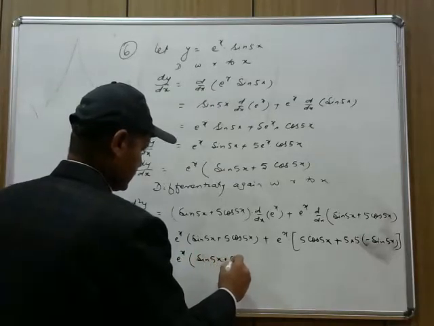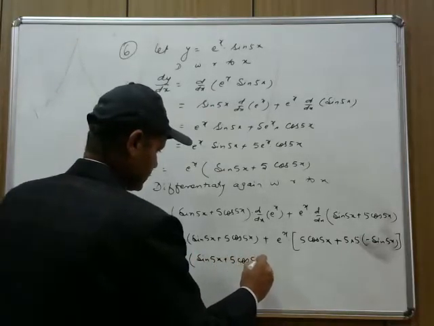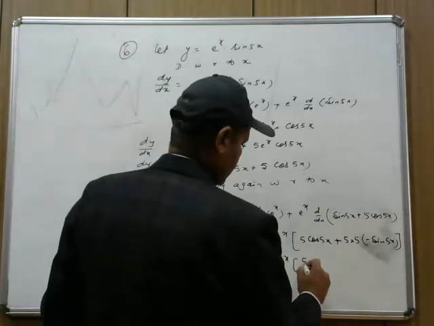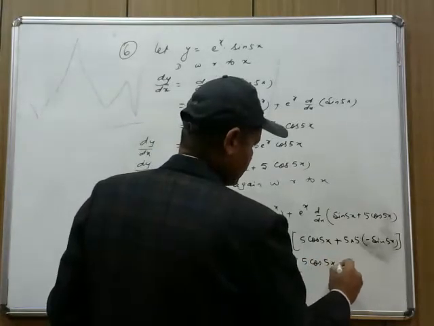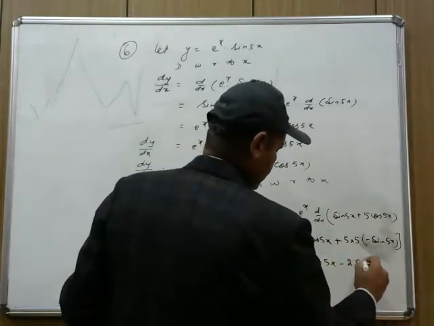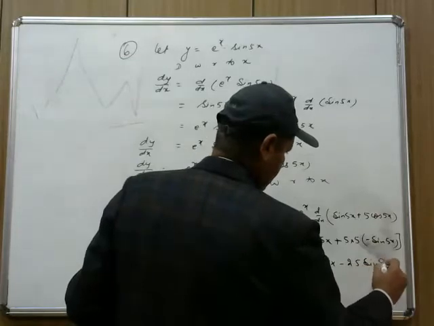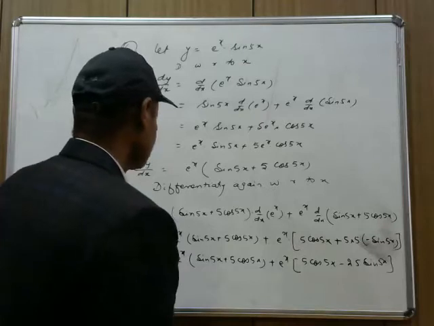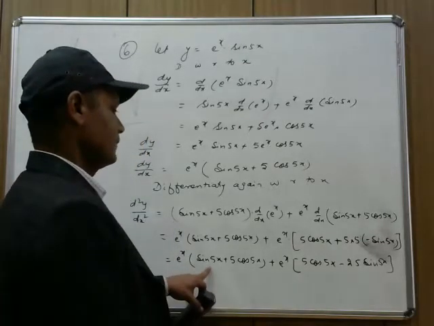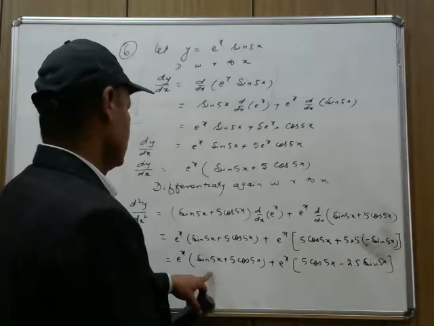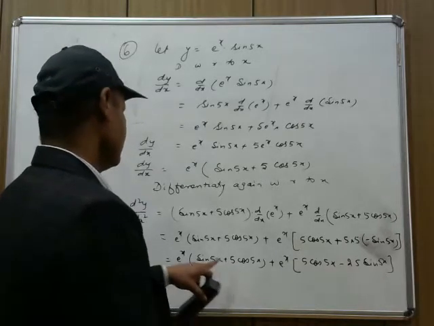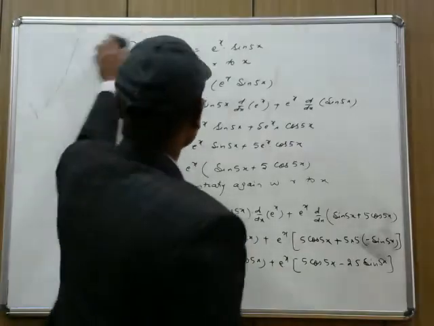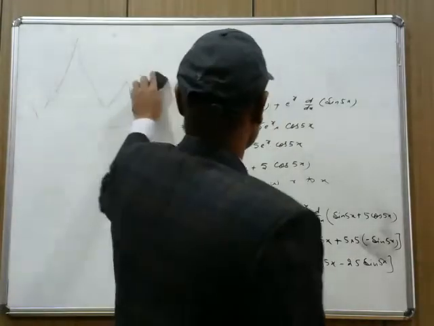This will give you e to the power x into sin 5x plus 5 cos 5x, plus e to the power x in bracket 5 cos 5x minus 25 sin 5x. Right? Now e to the power x sin 5x plus e to the power x 5 cos 5x. Just simply simplify it, nothing else.